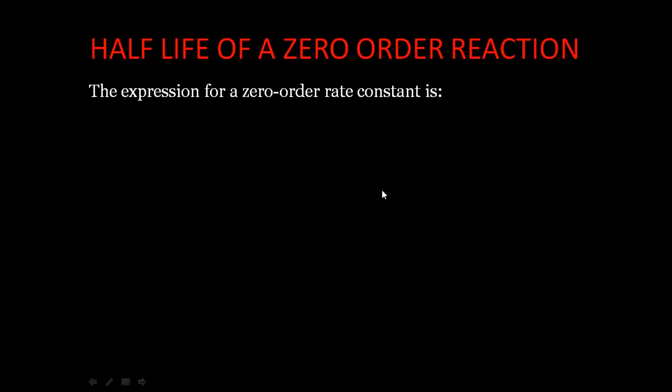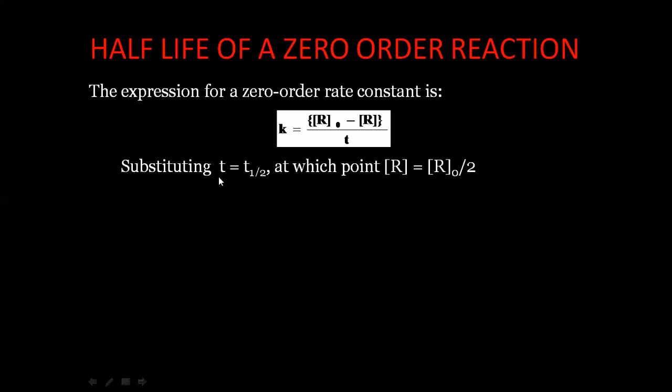Over here we want to find it for a zero order reaction. The expression for the zero order rate constant, or the integrated rate equation, which we have just derived, is k is equal to R naught minus R by t. That is our rate constant expression. Once we get that, now we'll put in the condition for half-life, substituting t as t half. So half-life we write as t half.